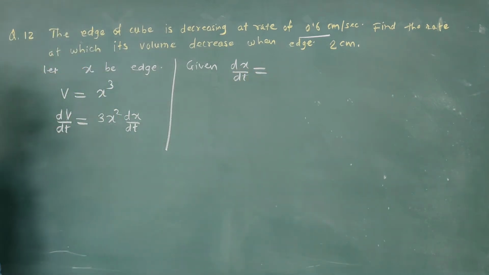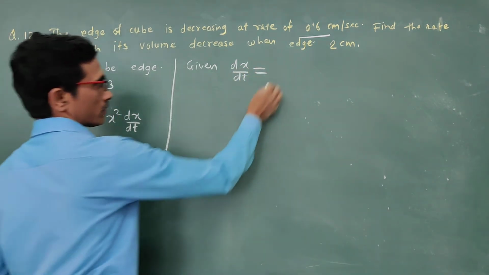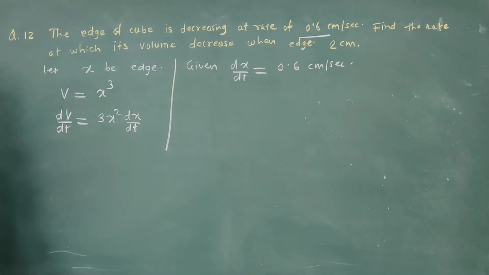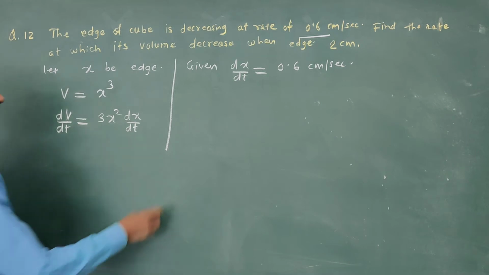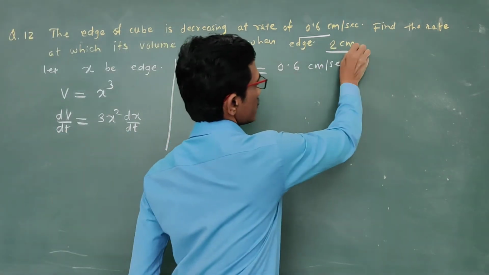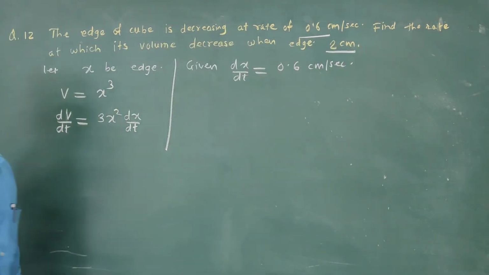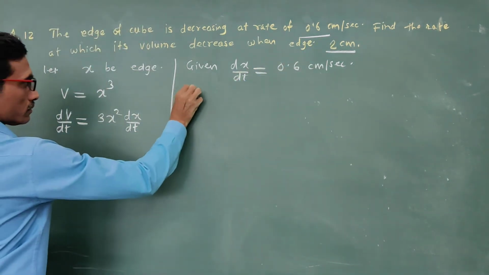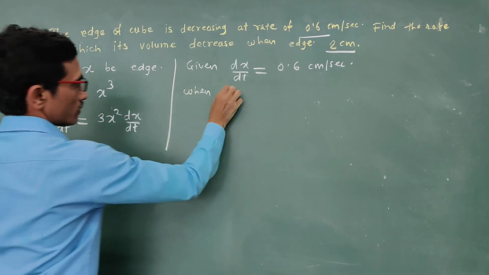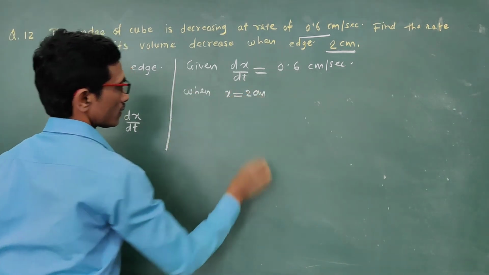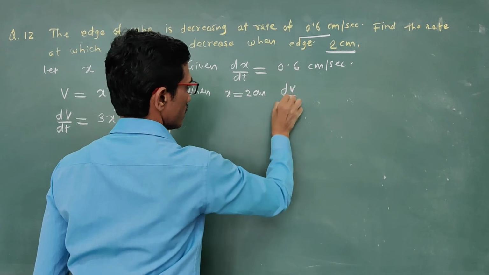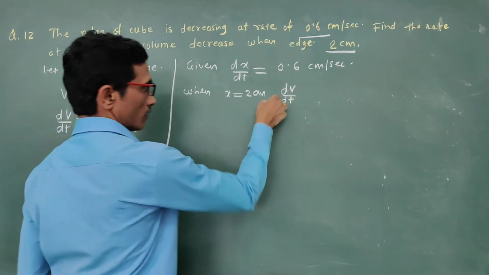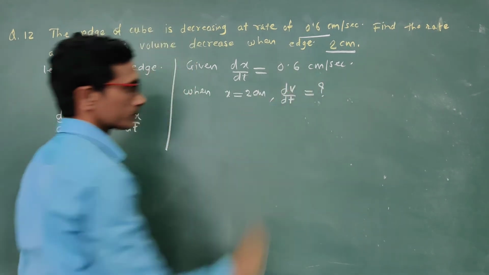This means dx by dt is 0.6 centimeter per second. Therefore, at x, that is h, is equal to 2 centimeter. So when x is equal to 2 centimeter, we find dV by dt, that is the decrease in volume, the rate of decrease in the volume is to be found out.